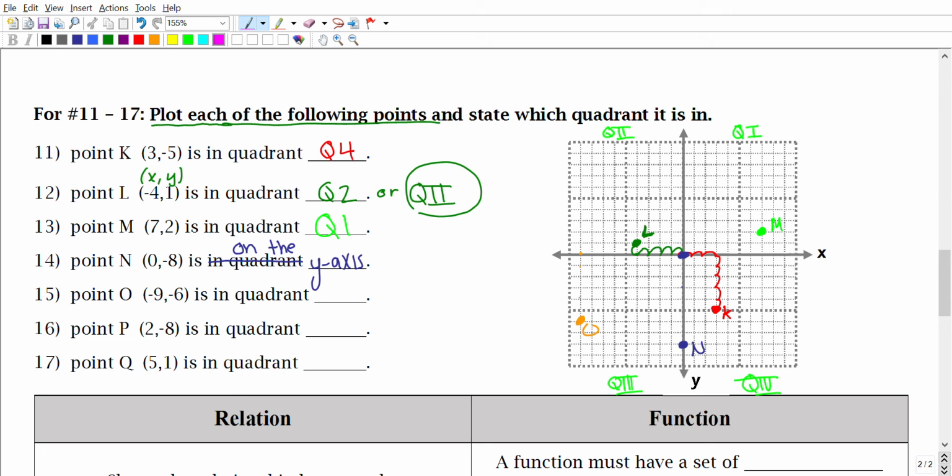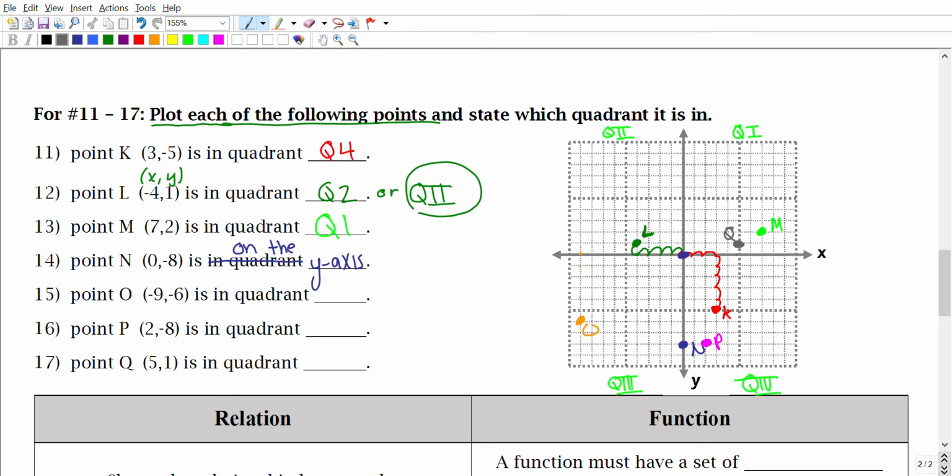All right, next one we have point P. So 2 to the right and down 8. So you should be somewhere right there. Okay. And then finally point Q is 5, 1. So let's go ahead and use a different color there. So 1, 2, 3, 4, 5 to the right and then up 1. So this last one is point Q.